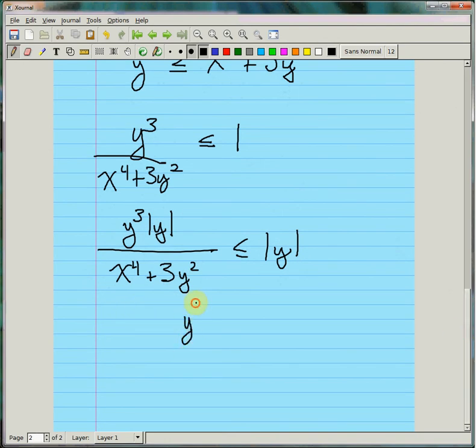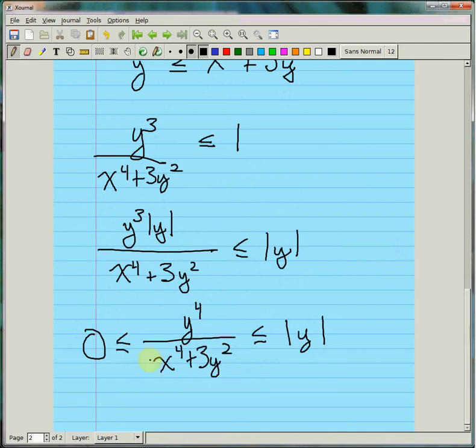So I have my original expression back. I have y to the 4th power over x to the 4th plus 3y squared. And that's what I started with, which is good. And this thing is less than the absolute value of y. We've shown that. This is for small values of y. And notice that everything here is positive unless it's 0. So it's greater than or equal to 0 for non-zero values of x and y.